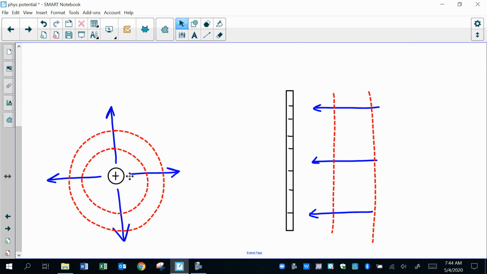Now, we don't want to talk about gravity. We want to look at electricity. Okay, so what I'm going to do is I'm going to throw in a plus sign. What would a positive do? It'd be shot away. So my blue arrows show me a positive being repelled away.